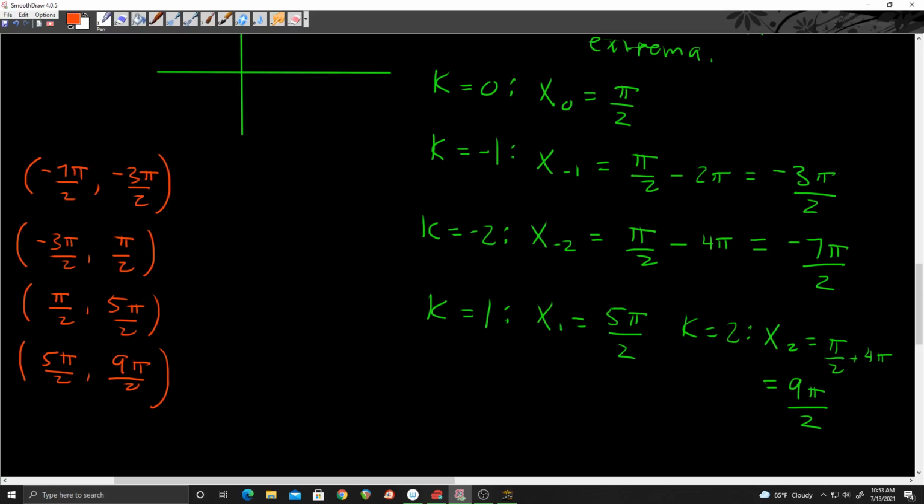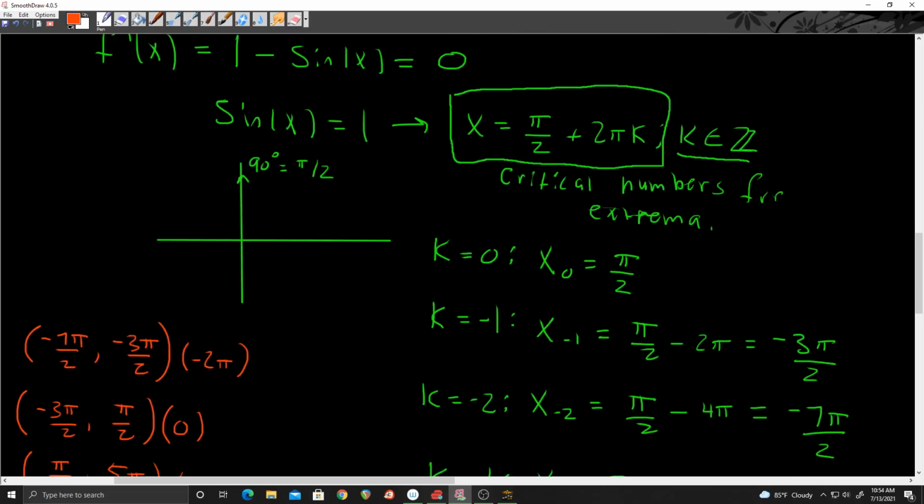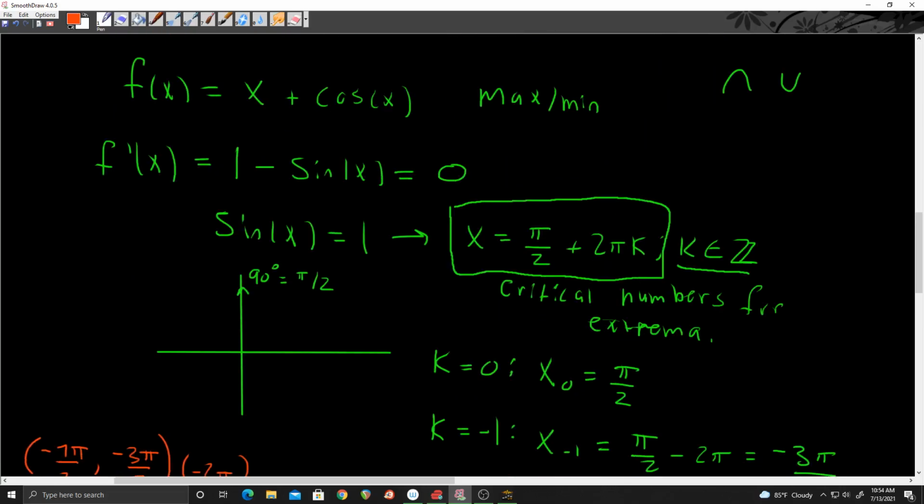Now, what can we do? We just need to select anything in each interval, so let's make it easy. This is like minus 1.5 pi, so let's just do minus 2 pi. That's in here. Negative 3 pi/2 to pi/2, let's do 0. Pi/2 to 5 pi/2, let's do pi. And 5 pi/2 to 9 pi/2, because this is like 2.5 pi, let's do 3 pi. So these are the numbers that we're going to plug in, and we're going to see if our first derivative is positive or negative. Here's our first derivative right here.